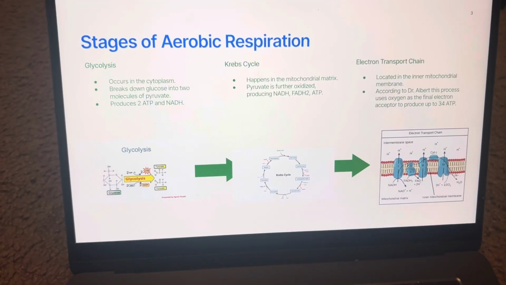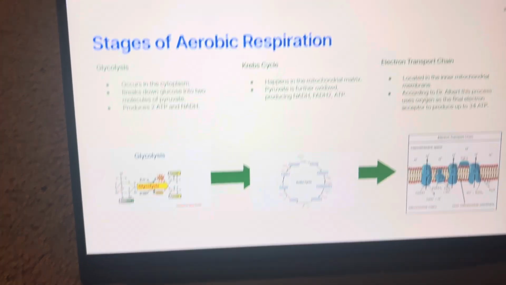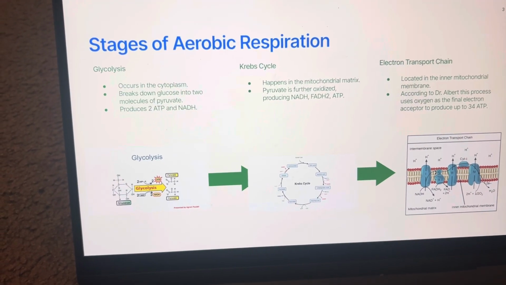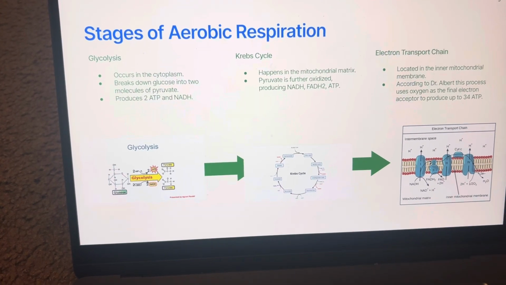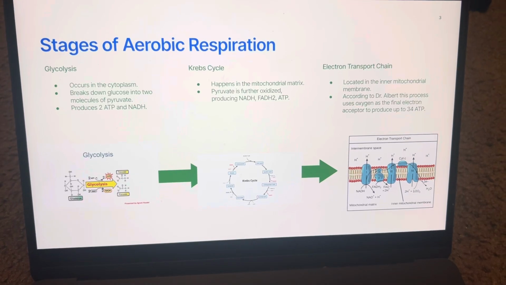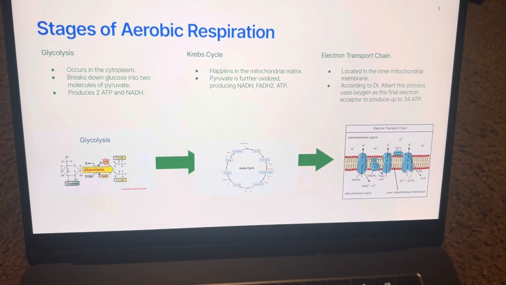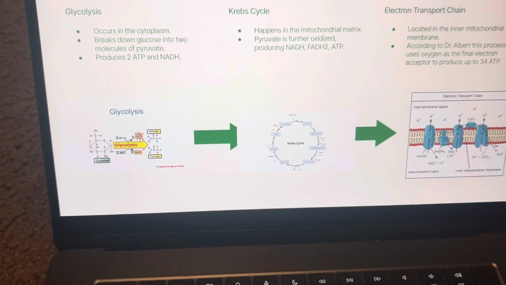So first, we want to talk about the aerobic versus anaerobic respiration system, and we're going to start with the aerobic. So we have glycolysis, which occurs in the cytoplasm. It breaks down glucose into 2 molecules of pyruvate and produces 2 ATP and NADH. And here's a little diagram right there.